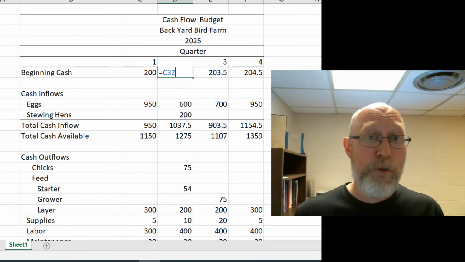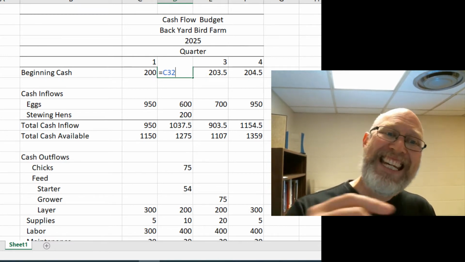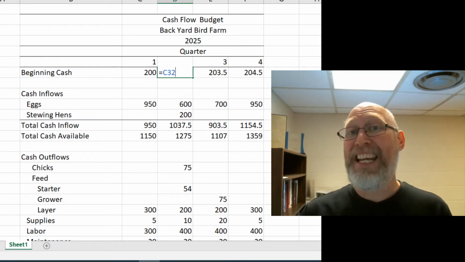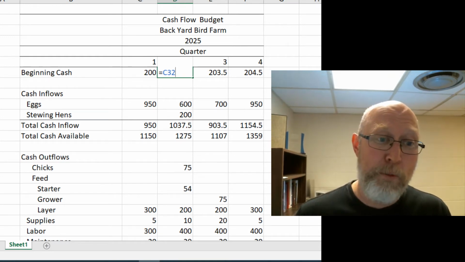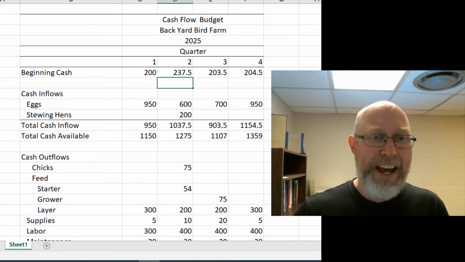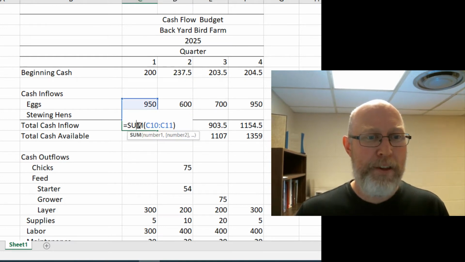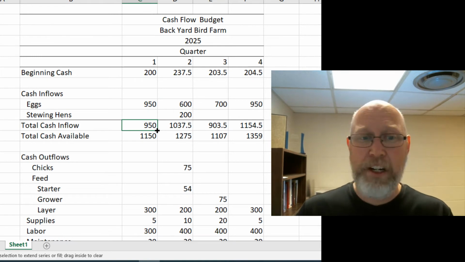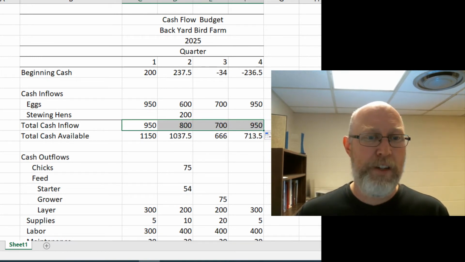So what I did was I just used a cell reference so that the ending cash from the previous period pops up to the beginning cash. So I don't have to enter a number there. The sheet's going to do it for me automatically. Now I had a mistake here. If you remember, I had this spreadsheet, this cell had the wrong formula. So I'm going to fix that, as I did a second ago. Going to drag that over and fix all of these.